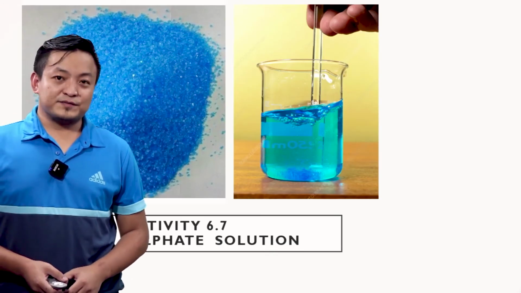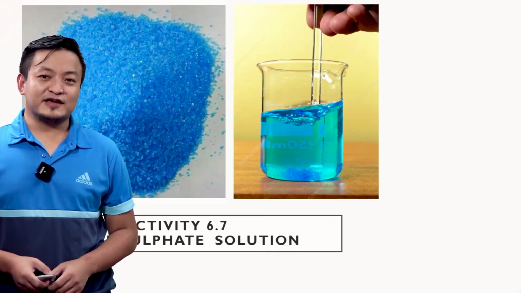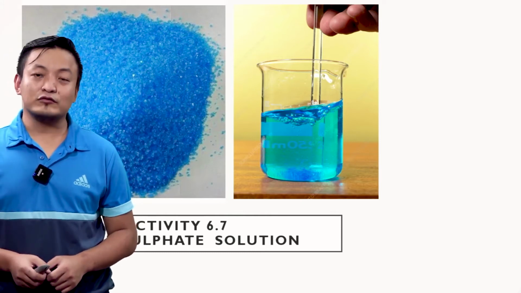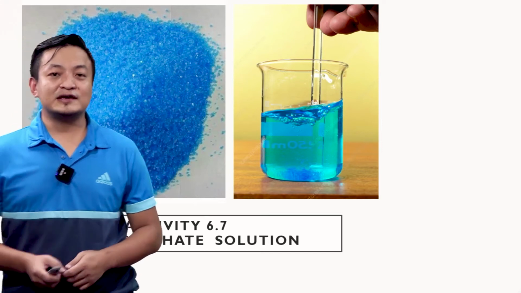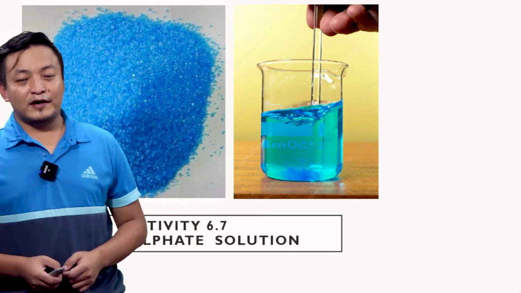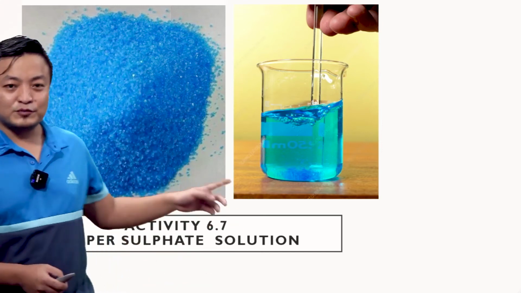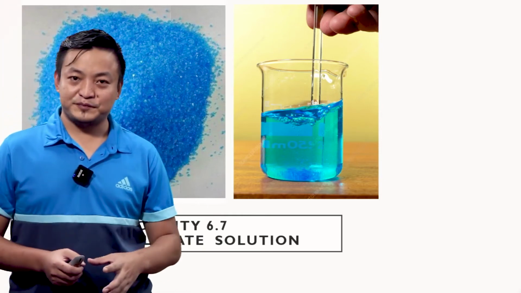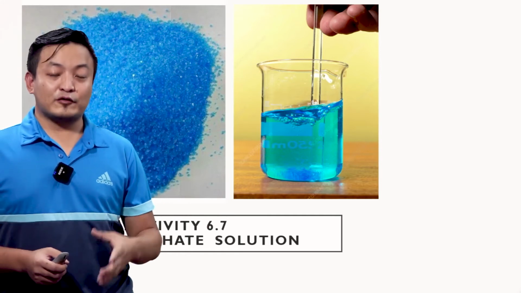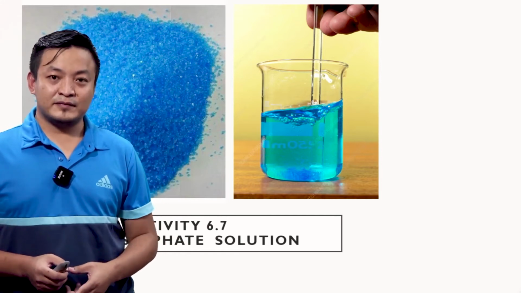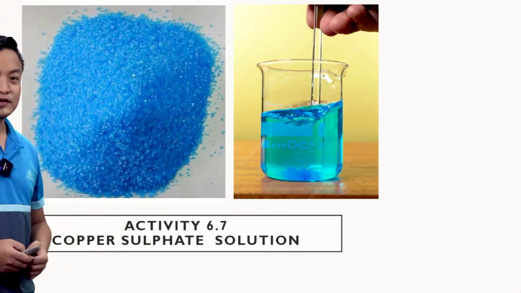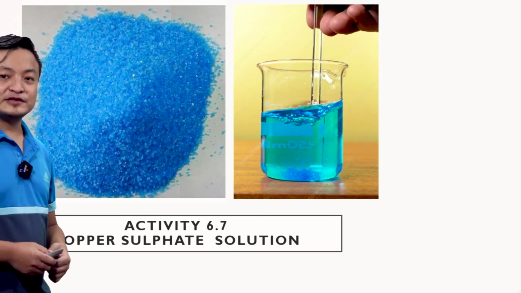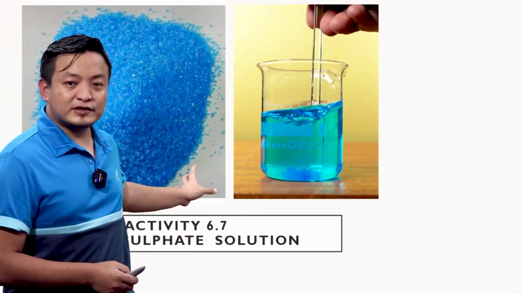So dear students, now we will discuss and start our second activity for chemical change. You can all refer to your textbook activity 6.7. Now, dear students, the blue color crystal that you see here is a copper sulfate salt. Okay, it is a copper sulfate salt. So you can see here, it is blue in color, it is a crystal, okay? And it is also known as blue vitriol, okay? So it is blue in color.